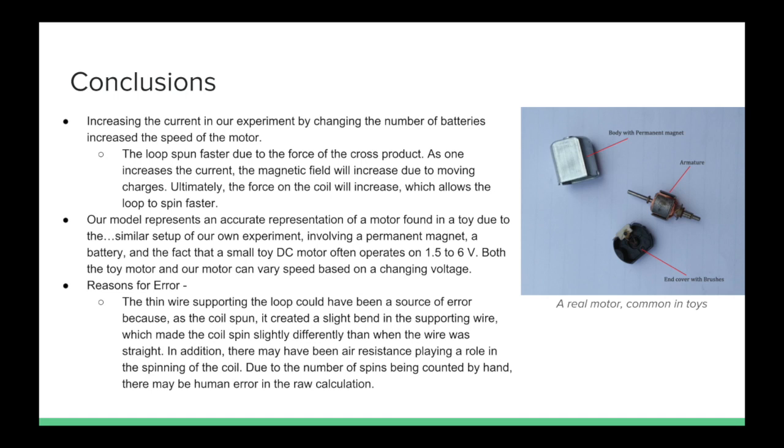Reasons for error include that the thin wire supporting the loop could have been a source of error because as the coil spun, it created a slight bend in the supporting wire, which made the coil spin slightly differently than when the wire was straight. In addition, there may have been air resistance playing a role, which we neglected in our calculations. Finally, due to the number of spins being counted by hand, there may be human error in the raw calculation.